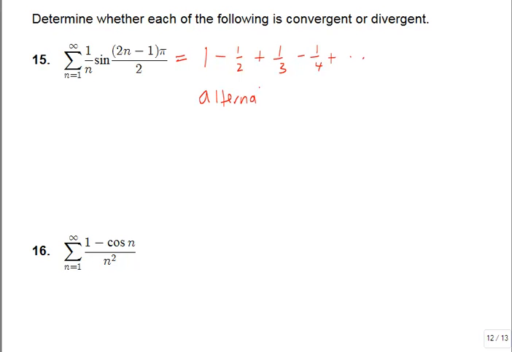It just doesn't look like it in this particular form, but when you expand it out, you'll see that it is this alternating harmonic series. And we've already proven today that that series converges. So that means that we have a convergent series. So this must converge as well.